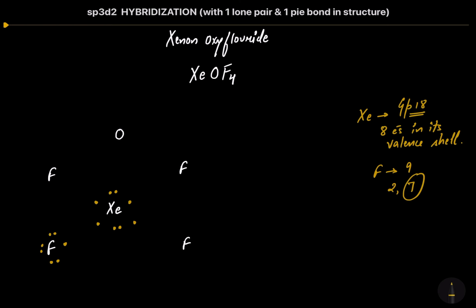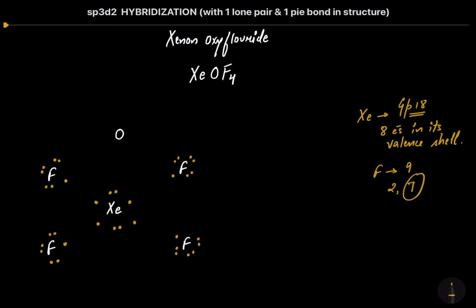Now let's come to the second fluorine. First electron, second, third, fourth, fifth, sixth, and the seventh. Now that's the third fluorine. First electron, second, third, fourth, fifth, sixth, and the seventh. Now let's come to the fourth fluorine. The first electron, second, third, fourth, fifth, sixth, and the seventh.